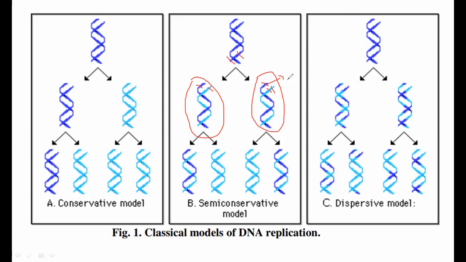What happens in conservative model? Once the template synthesizes the new strand, the template goes back and joins with the older one. Here, the template and the newly synthesized does not join together. You see, in this, you both have the original templates, and here you both have the newly synthesized strands. So this is why it is called as semi-conservative.